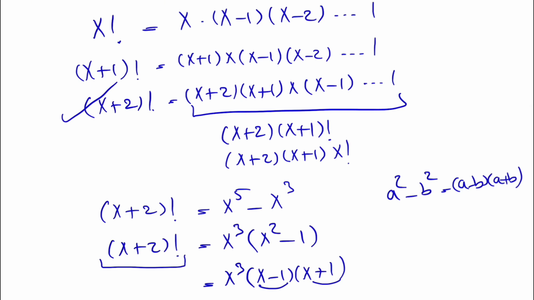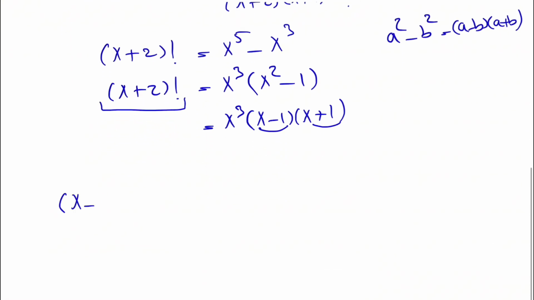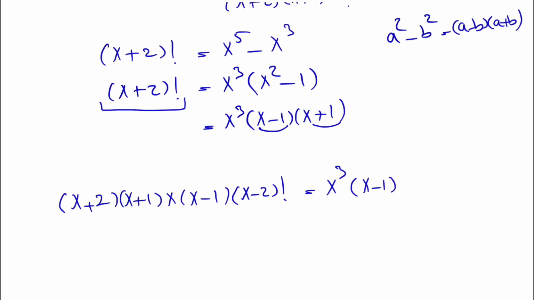So let's just go a bit further. We can see that we have x plus 1 and x minus 1 in here, so let's write it in that format. So (x plus 2) times (x plus 1) times (x minus 1), and we don't need to go further because we can see that we can cancel out all the common factors that we have on the right side. So I'm just going to put a stop here. (x minus 2)! is equal to x cubed times (x minus 1) times (x plus 1), and there we go. We cancel out the common factors in here.